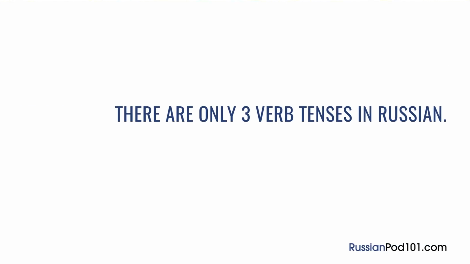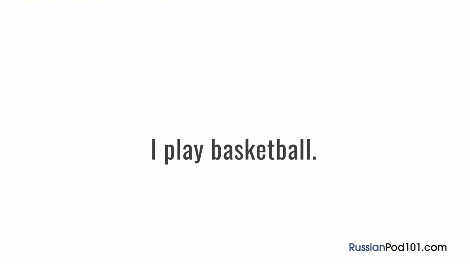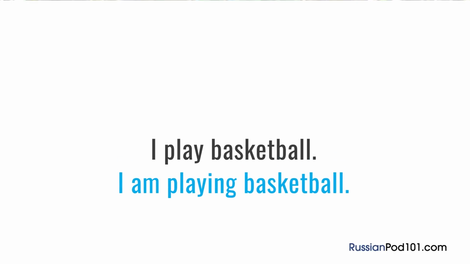Secondly, there are only 3 verb tenses in Russian, a lot fewer than English has. In English, in the present tense, for an action that happens regularly, you'd say, I play basketball. And for an action that is happening right this moment, you'd say, I am playing basketball. In Russian, instead of these 2 structures, you only need to use one.